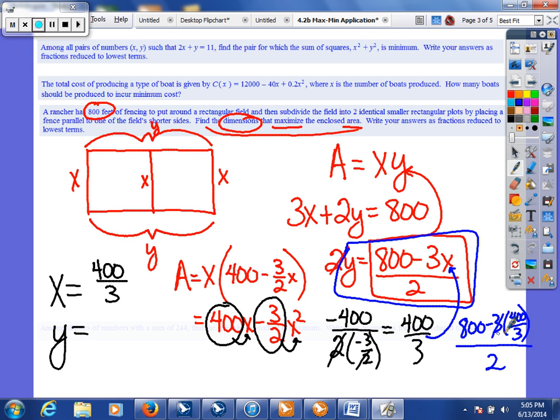All over 2. The 3's cancel. You get 800 minus 400, which is 400. And what's 400 divided by 2? Well, that should be 200. And so there we go. There's our dimensions, 400 over 3 by 200. And that's how you find, in this case, the maximum area with those dimensions.